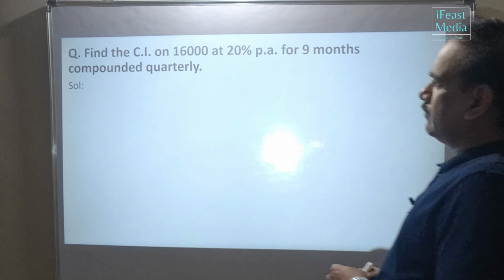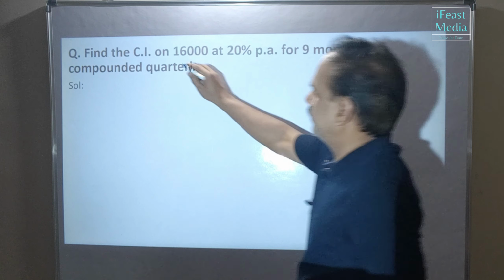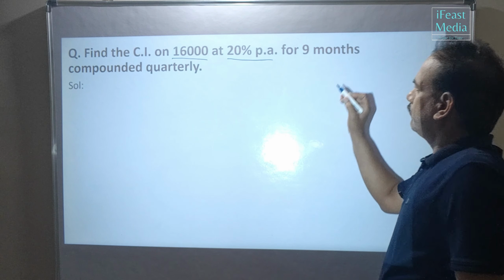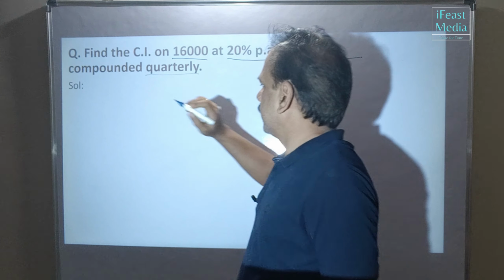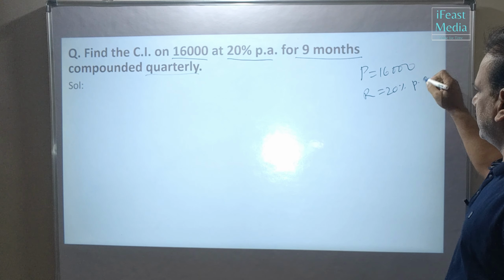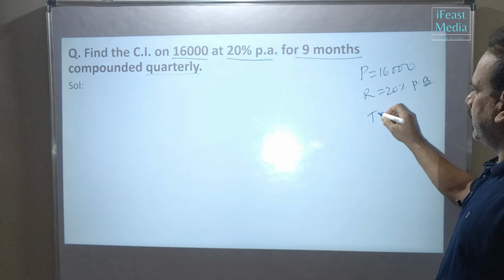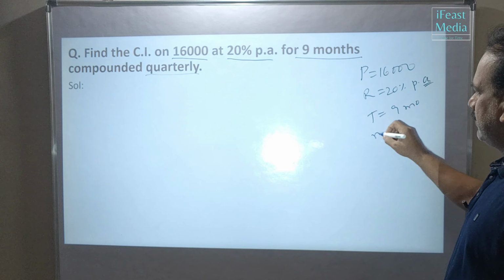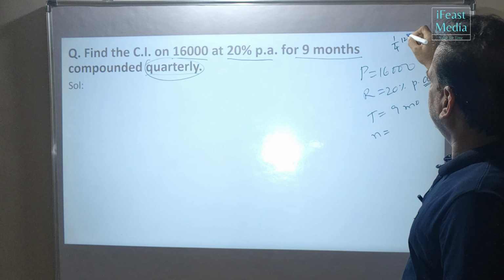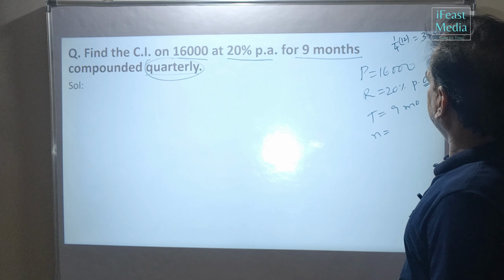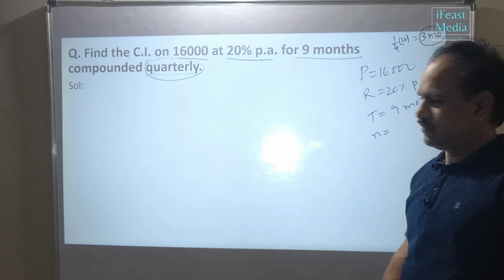Now coming to this problem, find the compound interest on 16,000 at 20% per annum for 9 months compounded quarterly. So here P is 16,000, rate of interest is 20% per annum, and total time is 9 months. What is the number of time units? What is one time unit? One time unit is quarterly. Quarterly means 1/4 of a year. A year is 12 months, so it is 3 months. So 1 quarter is 3 months.